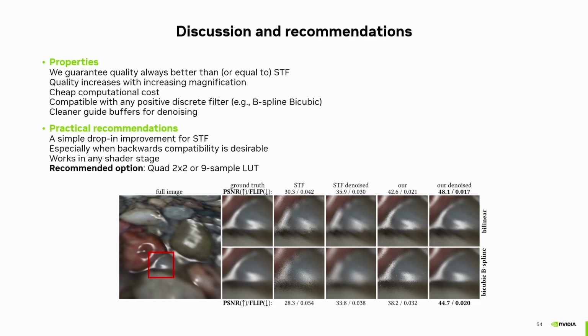As a practical recommendation, I would say if you were to use STF, just do it. Just go with these improvements, especially when backwards compatibility is desirable, and it works in any shader stage. And I recommend either quad 2x2 if performance is a concern, or 9 sample pseudorandom lookup tables.